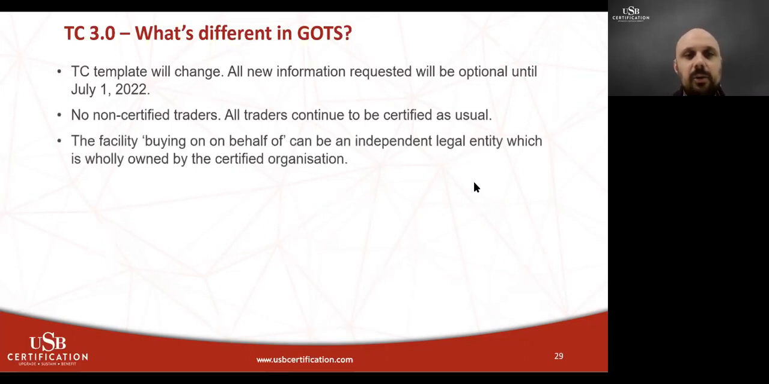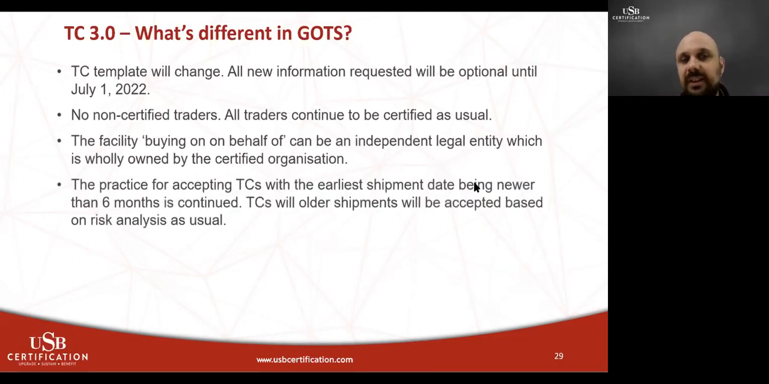The facility buying on behalf of can be an independent legal entity, which is wholly owned by the certified organization. Also, another difference is that we talked about the 90-day, 180 days rule in Textile Exchange for the earliest shipment date. That is not applicable in GOTS. So same practice as before, up to 6 months, we definitely have to issue as long as there's a valid and full application. And before that, we can choose to do so according to our risk analysis.